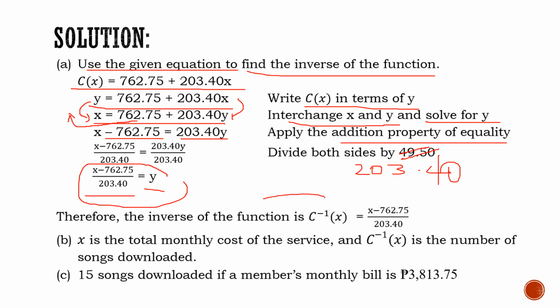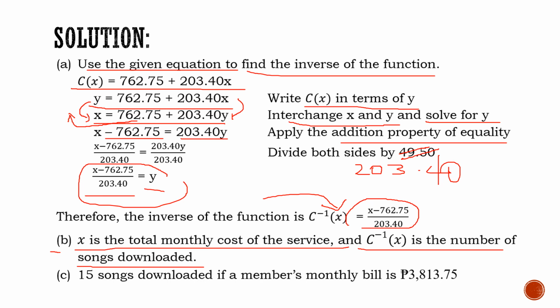That's why the inverse function of your c of x is x minus 762.75 over 203.40. So for letter B, x is the total monthly cost of the service, and the inverse of this is the number of songs downloaded.